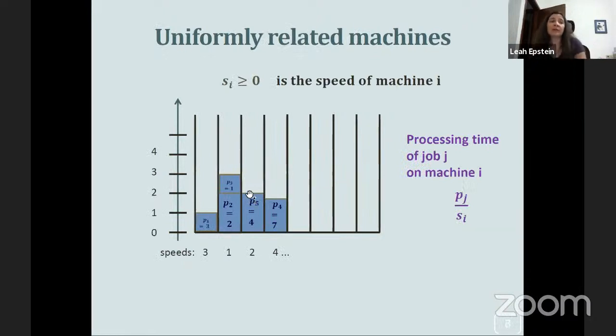For uniformly related machines, there are also speeds. So what you see are not the original sizes of jobs, but the sizes divided by the speeds. So for example, the first machine has speed 3. The job has size 3, so it consumes just 1 time unit, and so on.